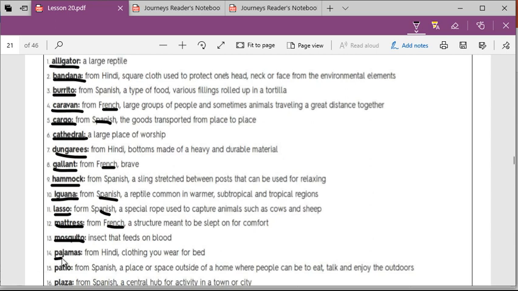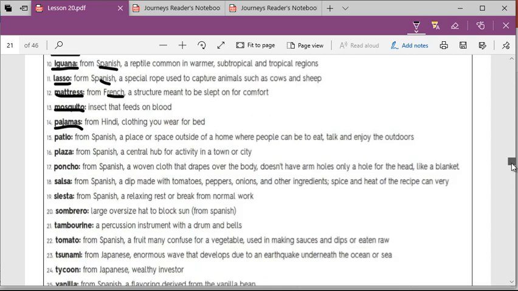The next word is pajama. Pajama comes from Hindi and it's a kind of clothing that you wear for bed. You just wear it when you're going to sleep.